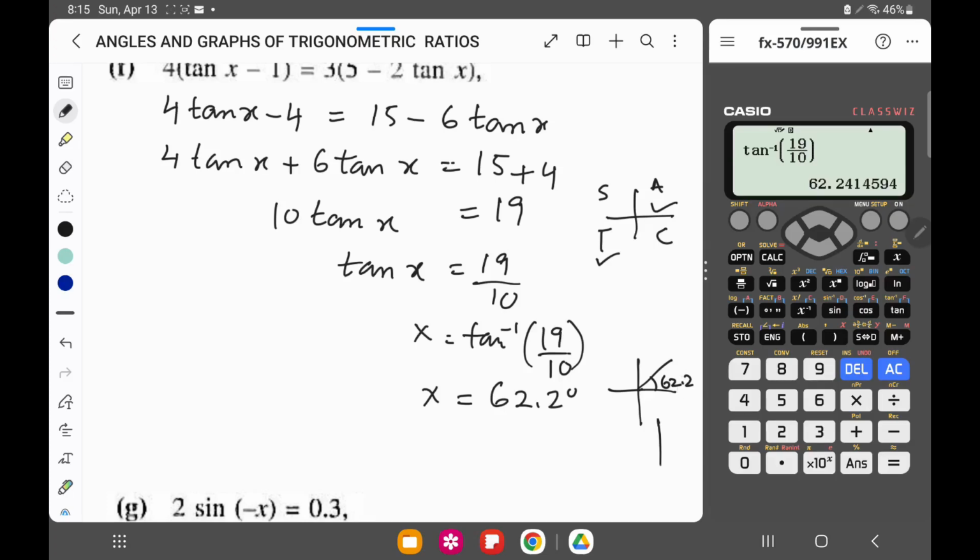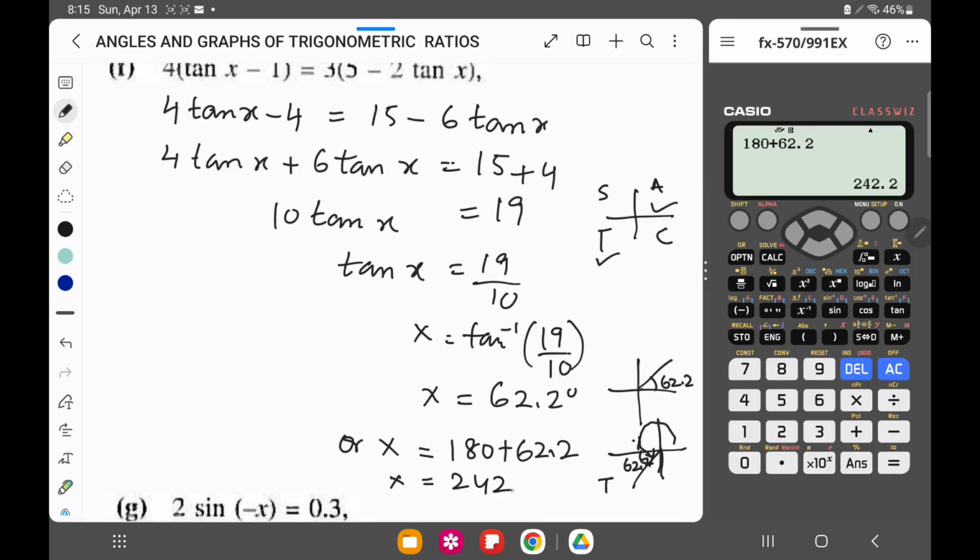Now we are going to find the angle for the third quadrant because tan is positive in the third quadrant. So 62.2 degrees. So x is equal to 180 plus 62.2 degrees. So that is equal to 242.2 degrees. So the other answer is 242.2 degrees. Whenever your tan is positive, it's in the first and the third quadrant.